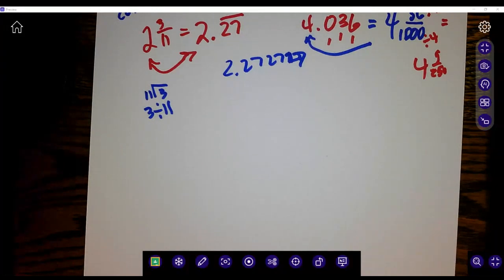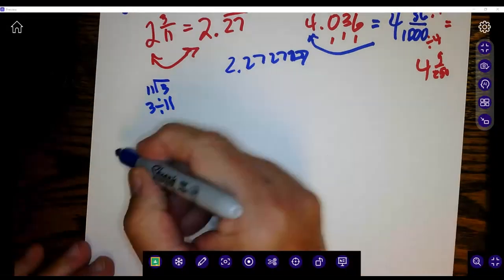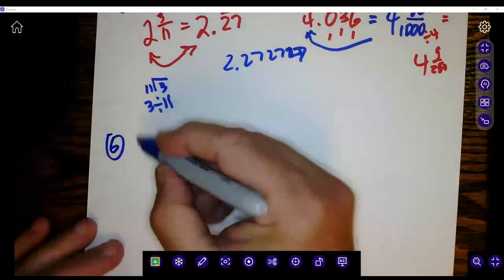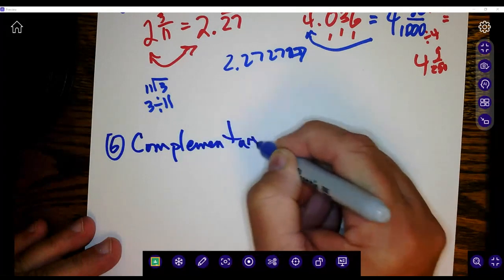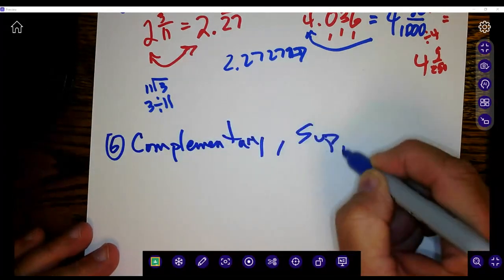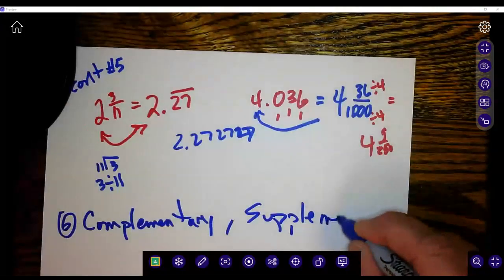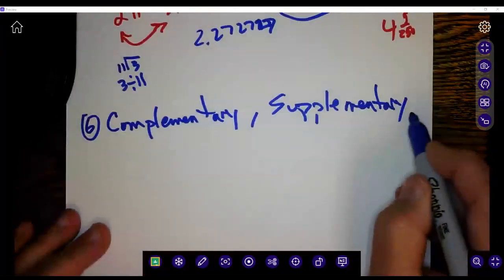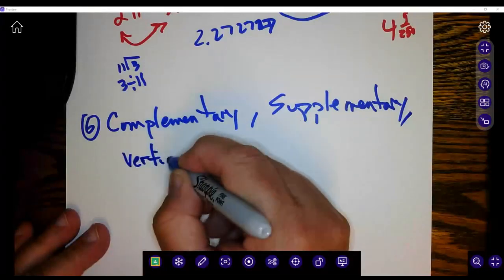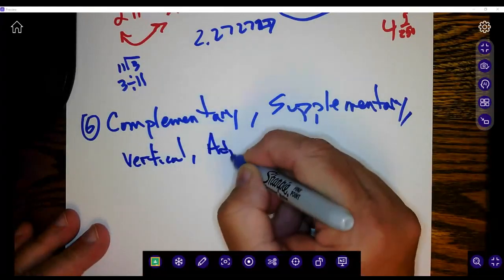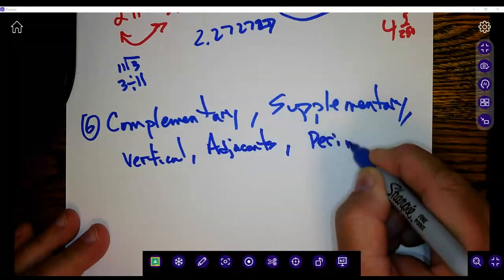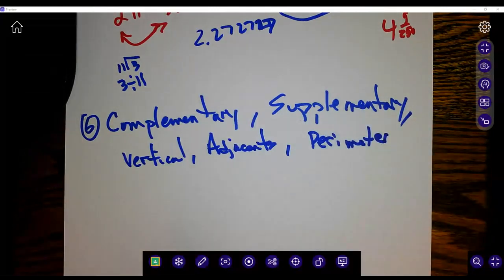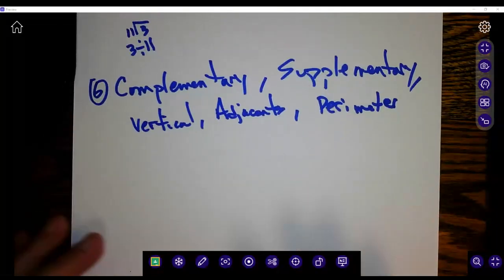All right, then the next thing we did was we were looking at angles and perimeter. And we talked about complementary angles. We talked about supplementary angles. We talked about vertical angles. We talked about adjacent angles. And we talked about perimeter. And we did that particular lesson on the geometry stuff.